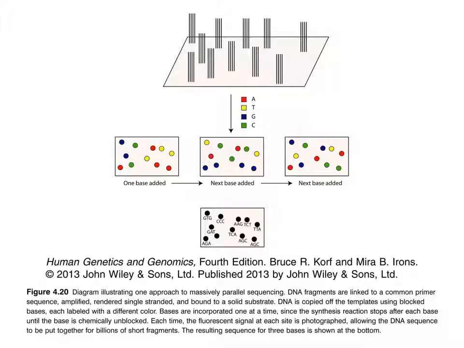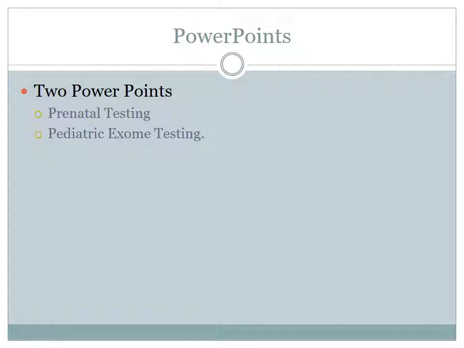The bases are then incorporated one at a time, since the synthesis reaction stops after each base, until the base is chemically unblocked. Each time, the fluorescent signal at each site is photographed, allowing the DNA sequence to be put together for billions of short fragments. The resulting sequence for 3 bases is shown at the bottom here, GTG, CCC, and you can see the rest here. Please view the 2 accompanying PowerPoints, one on prenatal testing and the other on pediatric exome testing.